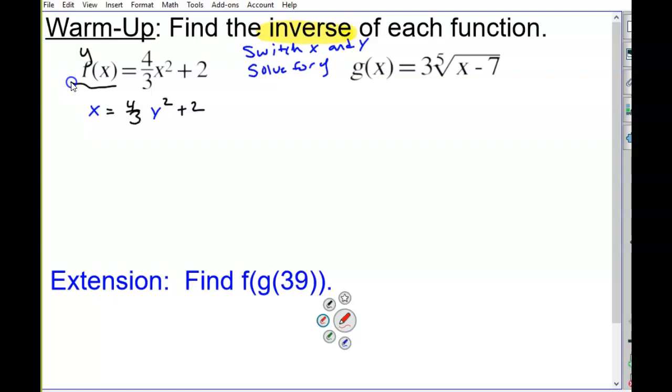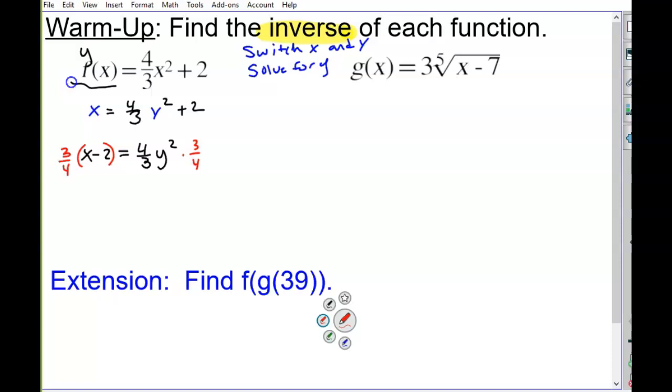So we have to do backwards of PEMDAS, which means we're going to add or subtract first. So this plus 2 is going to move over to the other side with subtraction. And then I have a fraction. You could times by 3 and divide by 4 and do that in a two-step process, or a faster way is just to times both sides by the reciprocal.